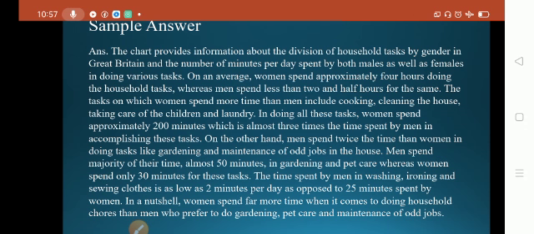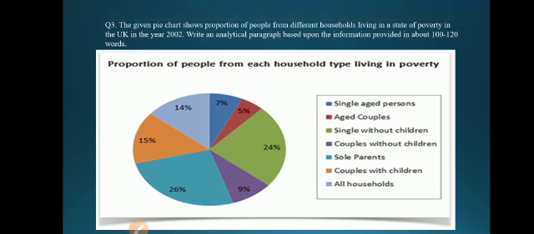In a nutshell, women spend far more time when it comes to doing household chores than men, who prefer to do gardening, pet care and maintenance of odd jobs. So you can make contrast. So let's understand the next example with this pie chart.